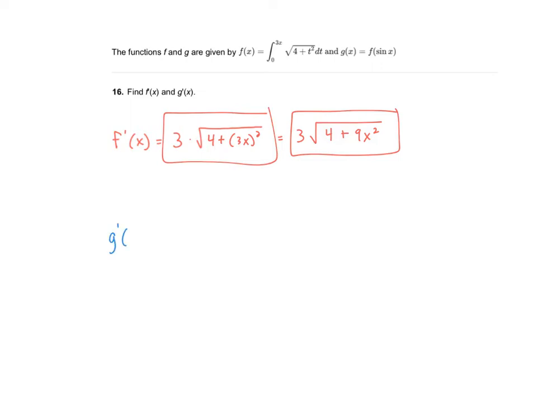Okay, next one, g prime of x. We'll start out taking the derivative. So it'll be f prime of sine x, and then times cosine x. It's like chain rule. We've already found f prime of x, so now we'll plug sine x into that. This equals 3 square root of that, and then just times cosine x on the outside.